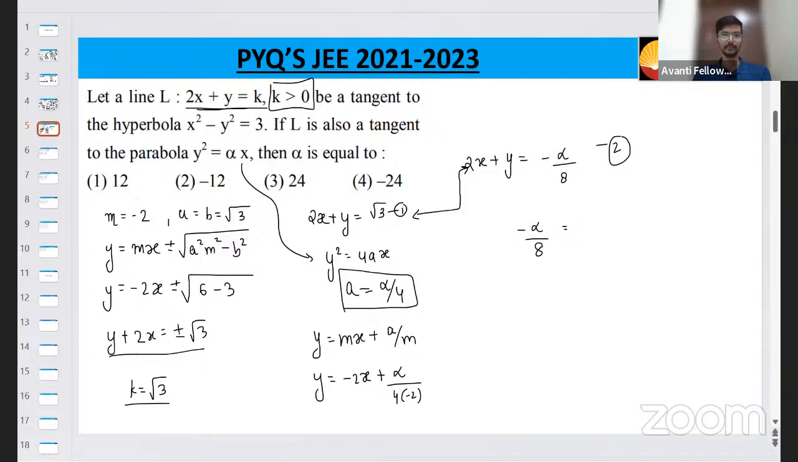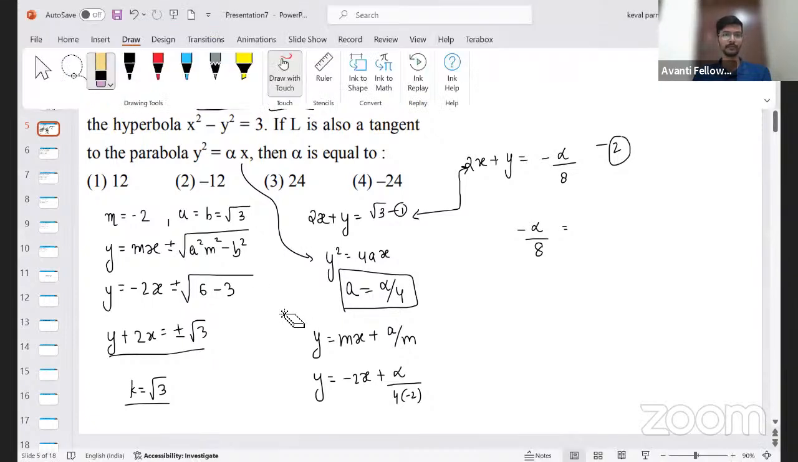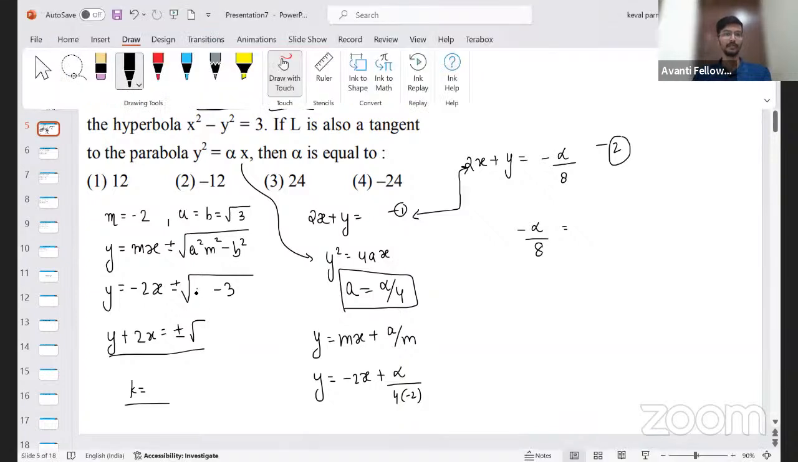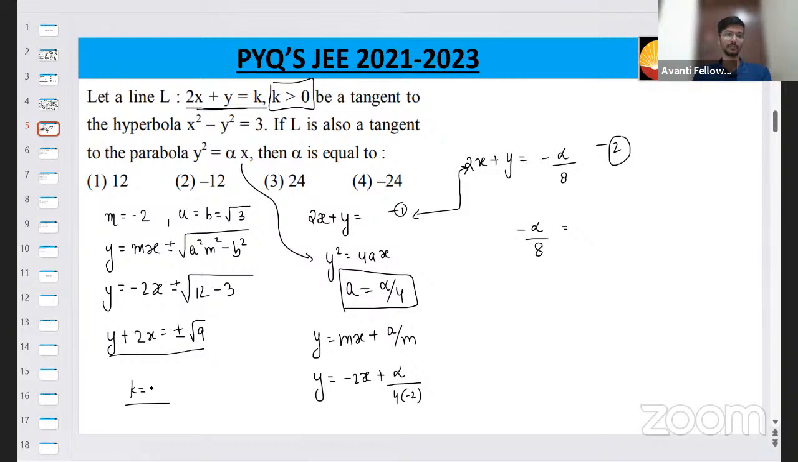Did we make an error? A calculation error. Oh, so sorry guys. 4 3s should be 12 here. Yeah. 4 3s are 12 minus 3, which comes to 9. So k will be equal to 3.